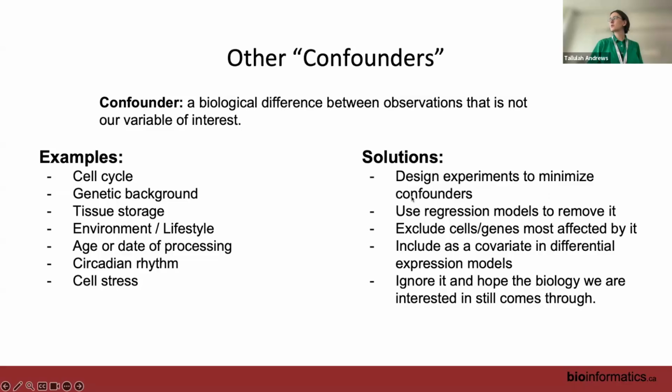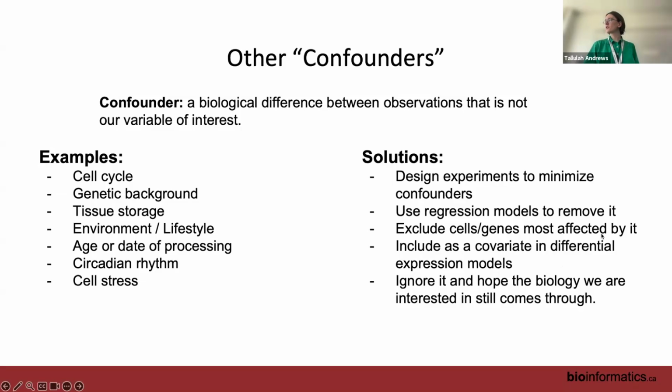You could use regression models to remove it. So something like how long your sample has been in the fridge, you could add that to your SCTransform regression model to correct for that. In many cases, you can simply exclude the cells or genes that are most affected by it. That's typically done for things like cell stress or the cell cycle. If you have cell cycle affecting your data set, maybe you just want to exclude all the cell cycle genes. Or if you have a lot of stress in some of your samples for particular cells, maybe you just want to throw out those cells that are really stressed because they're not giving you useful information.